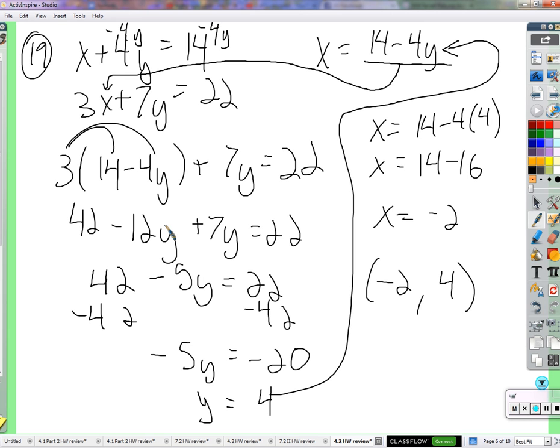Substitution. Does that make more sense? Take a thing out, we replace it with the exact same, well, something that's equivalent.